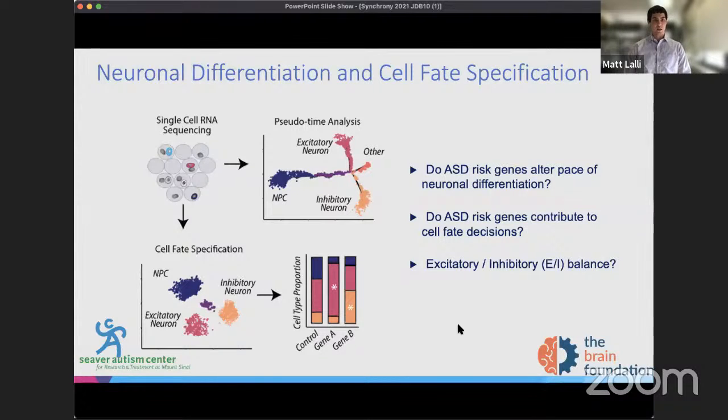So that's the big picture view of what we're working on, or not everything that we're working on, but what we propose in this Brain Foundation grant.